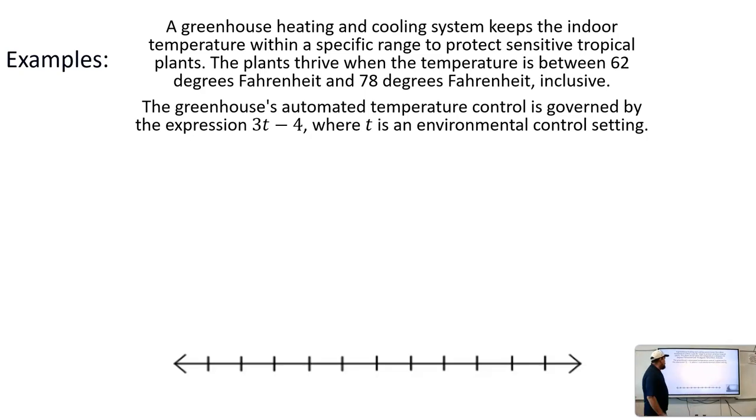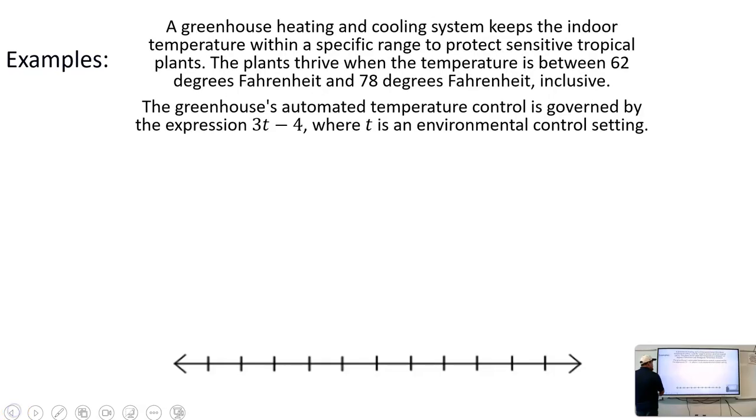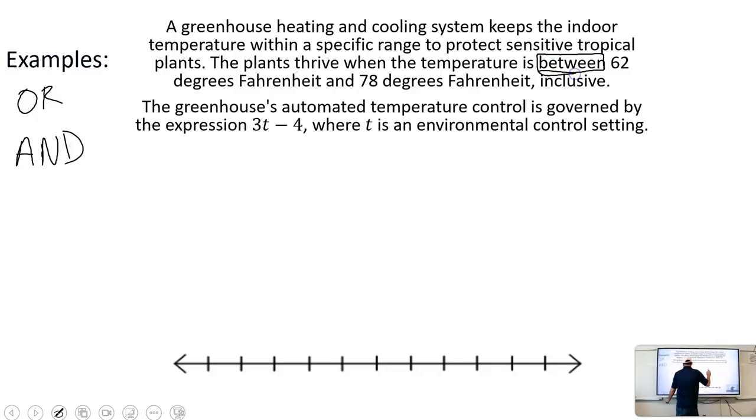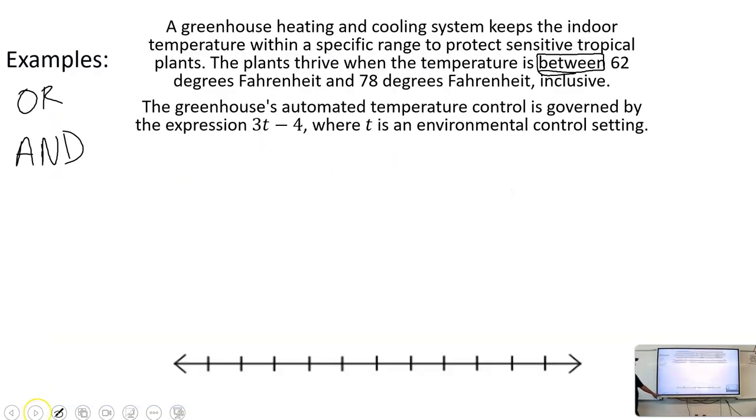Are we going to be using "or" or are we going to be using "and"? Well, one of our keywords is "between." If we go back and look at our keywords, where was "between"? Between was right here, using an "and" in a compound. So we know we're going to be using the word "and," or a sandwich type inequality.